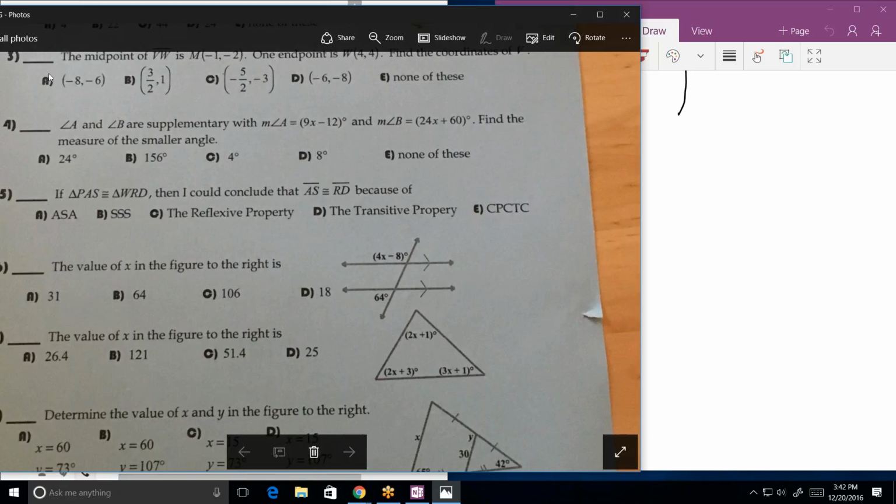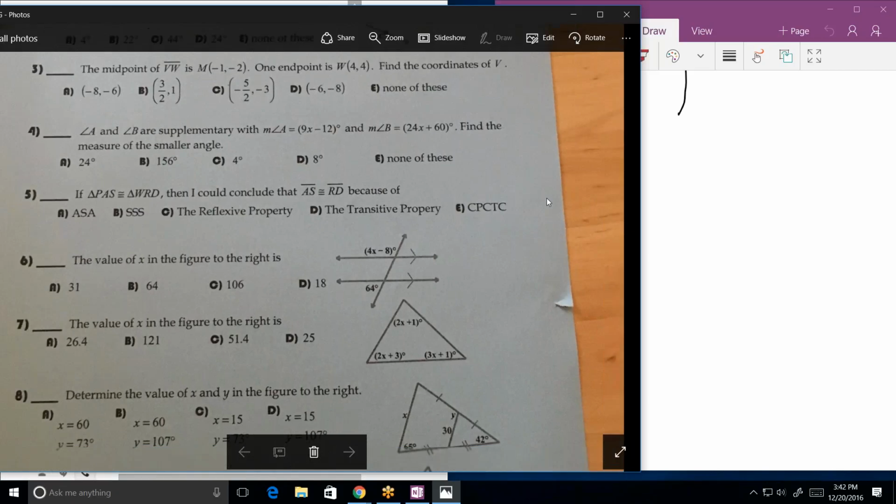And you have to substitute it into both of them to figure out which is the smaller angle. Although it's pretty clear that A has to be the smaller angle, since it's 9 times x minus 12, and this is 24 times x plus 60. So there's no question that B is going to be bigger than A. But you have to solve for x and determine that, however you determine it. You could determine it by looking at it, or you could determine it by plugging it into both of them, figuring out which one was the bigger one.